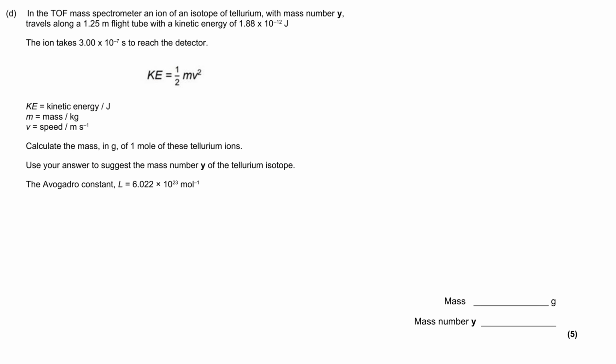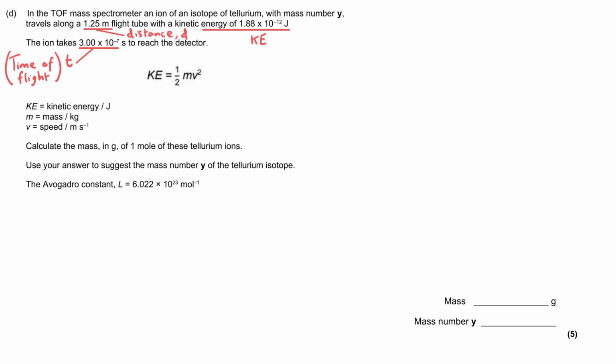In the time-of-flight mass spectrometer, an ion of an isotope of tellurium with a mass number of Y travels along a 1.25 meter distance flight tube with a kinetic energy of 1.88 times 10 to the minus 12 joules. The ion takes 3 times 10 to the minus 7 seconds to reach the detector. This is what's known as the time of flight.